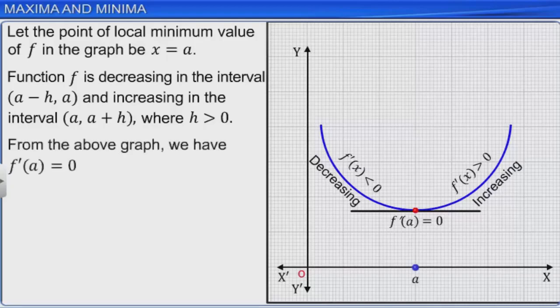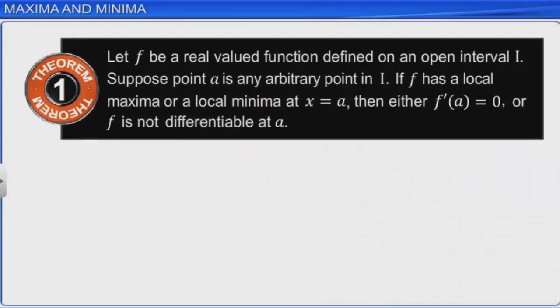In view of the discussion, we can state a theorem. Let f be a real-valued function defined on an open interval I. Suppose point a is any arbitrary point in I. If f has a local maxima or a local minima at the point x equal to a, then either f dash a is equal to 0 or f is not differentiable at a.